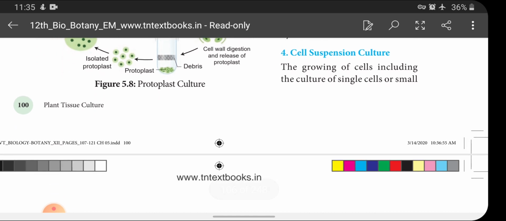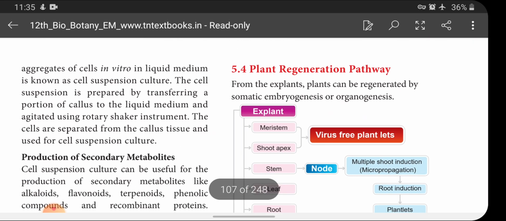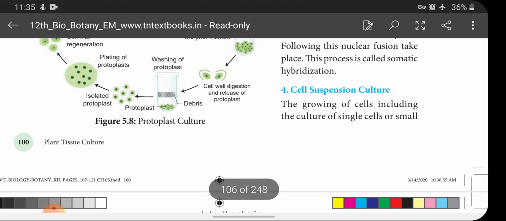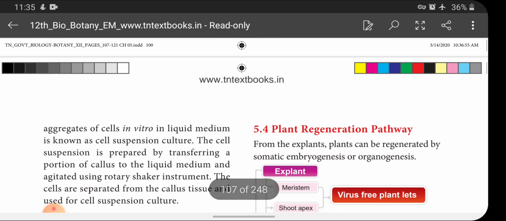Next, cell suspension culture. The growing of cells, including the culture of single cells or small aggregates of cells in vitro in liquid medium, is known as cell suspension culture. What is cell suspension culture? The growing of cells, including the culture of single cells or small aggregates of cells in vitro in liquid medium, is called suspension culture. Two mark question: what is cell suspension culture? Culture of single cells or aggregates of cells in vitro in liquid medium is called cell suspension culture.